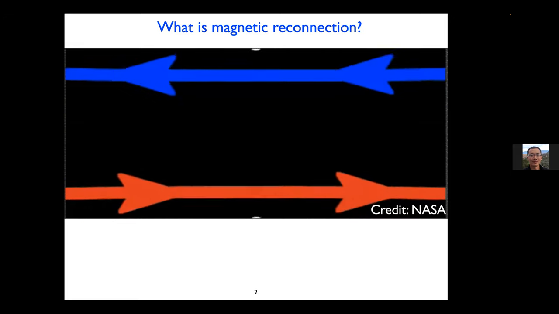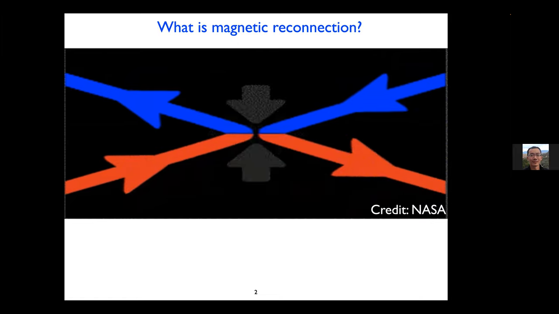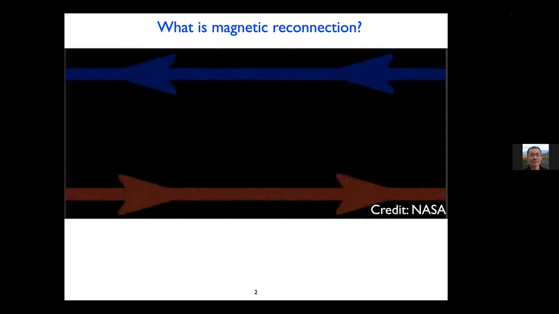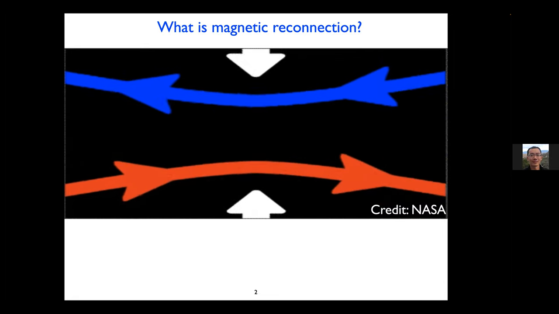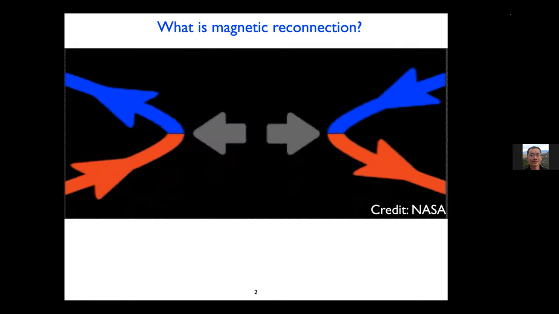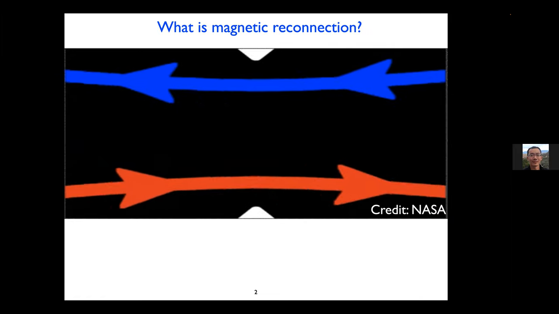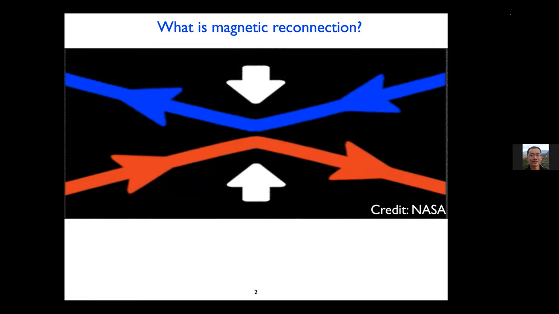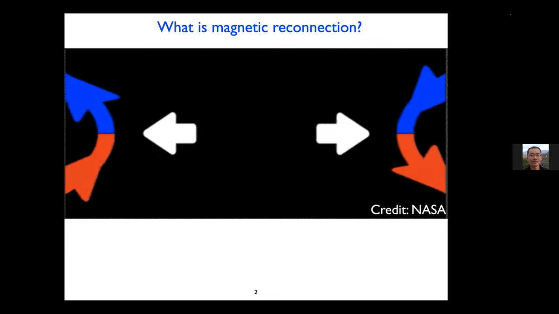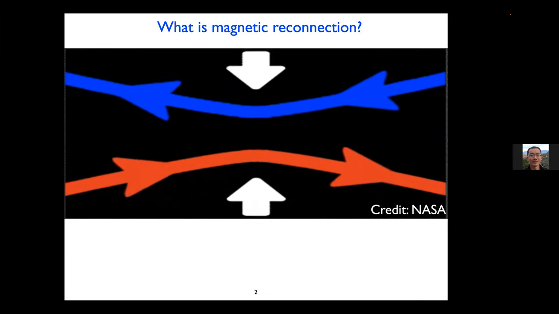Just as a general introduction about magnetic reconnection, it is this. A very nice movie shows you the simplest process, where anti-parallel magnetic field lines approach each other, break and rejoin. By this process, a lot of the magnetic tension energy is released.